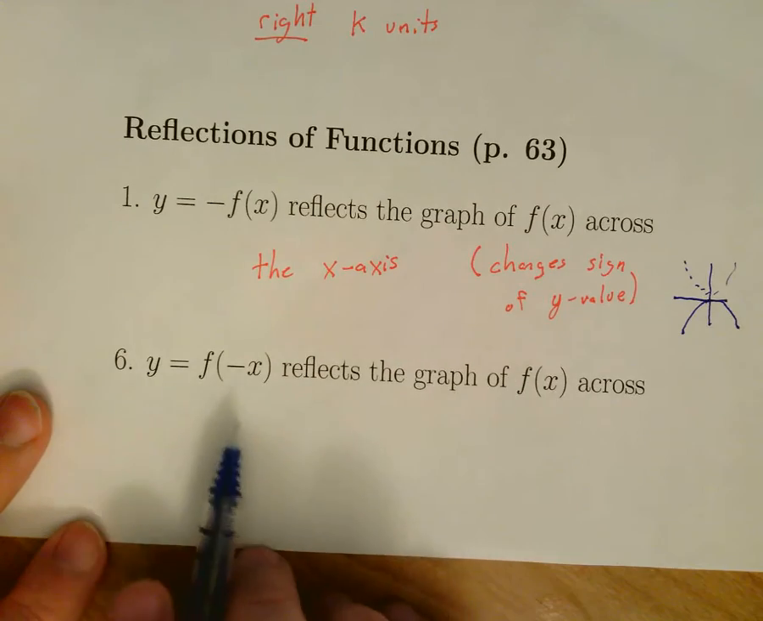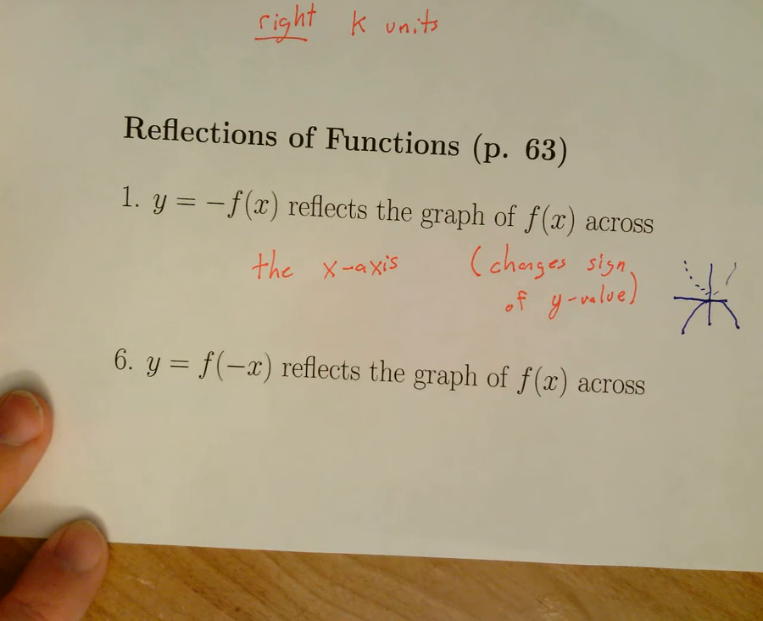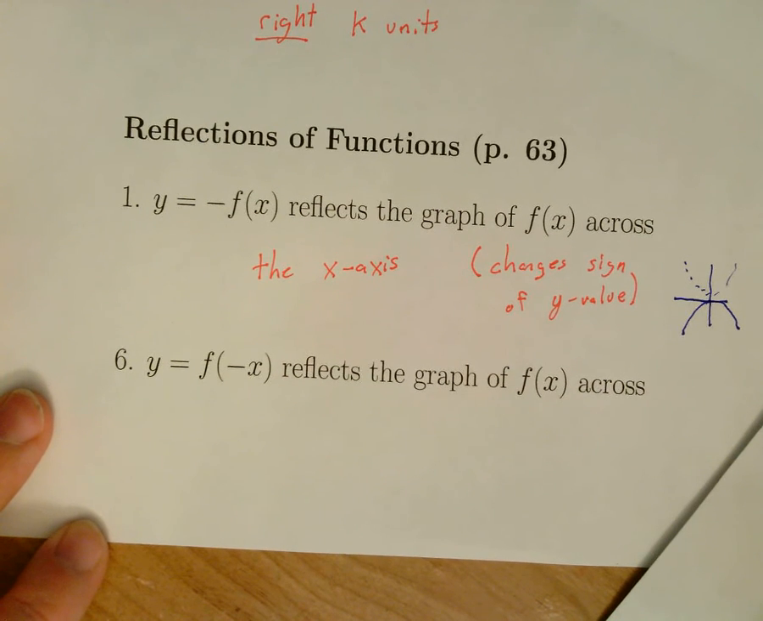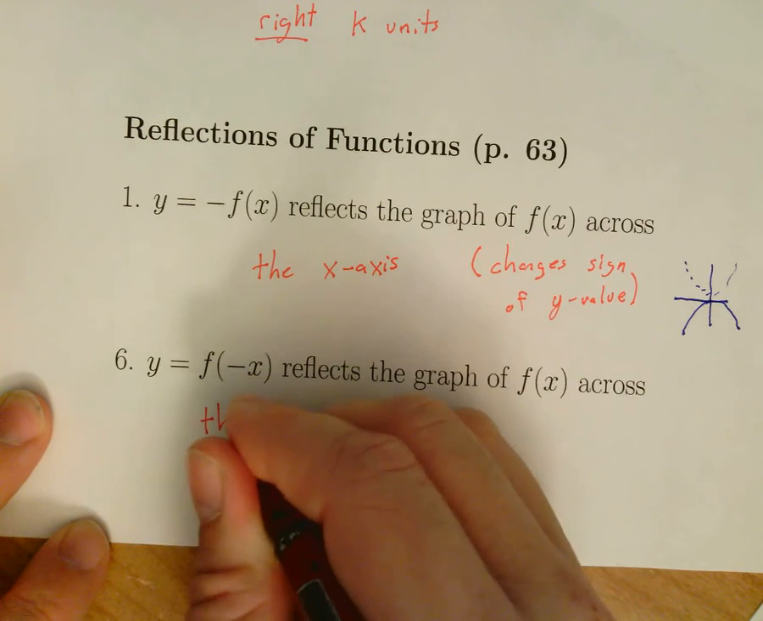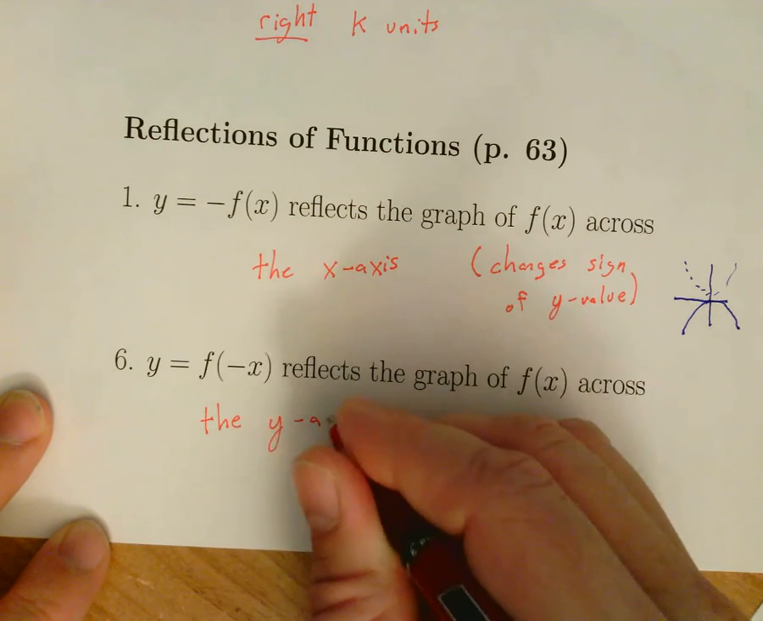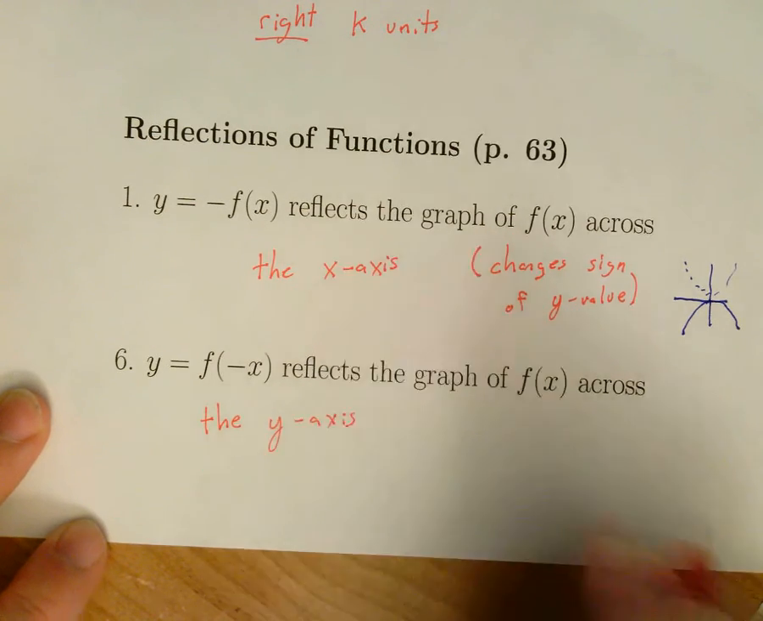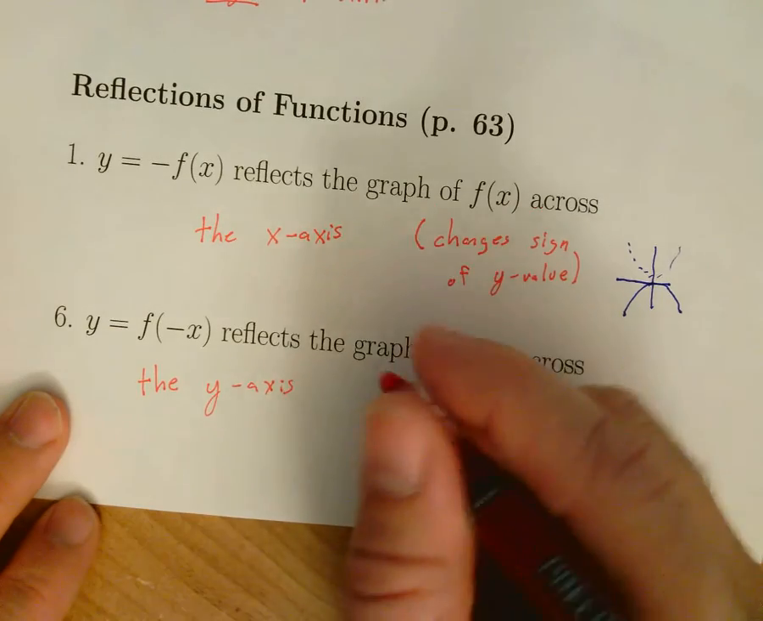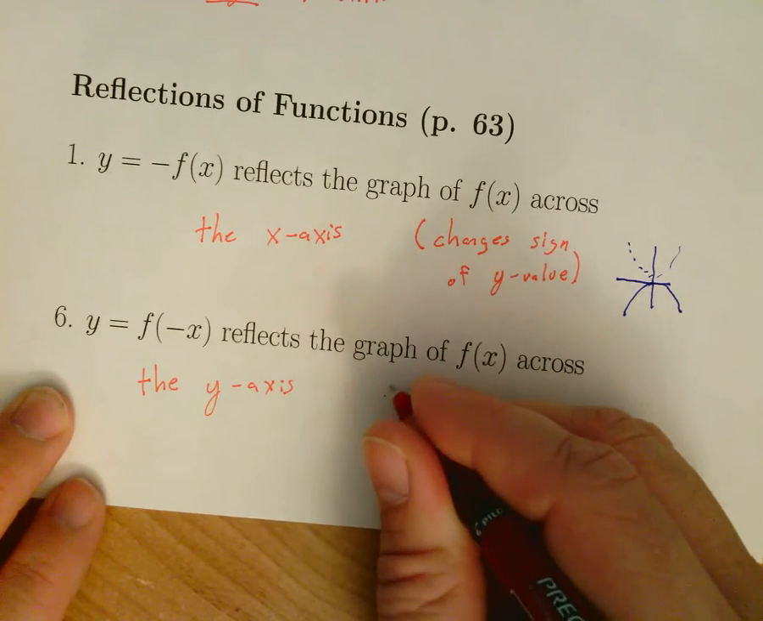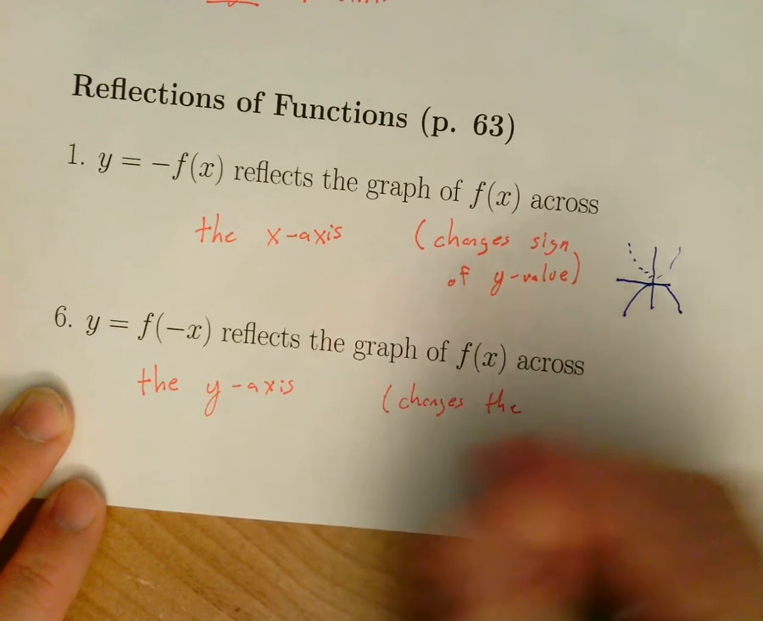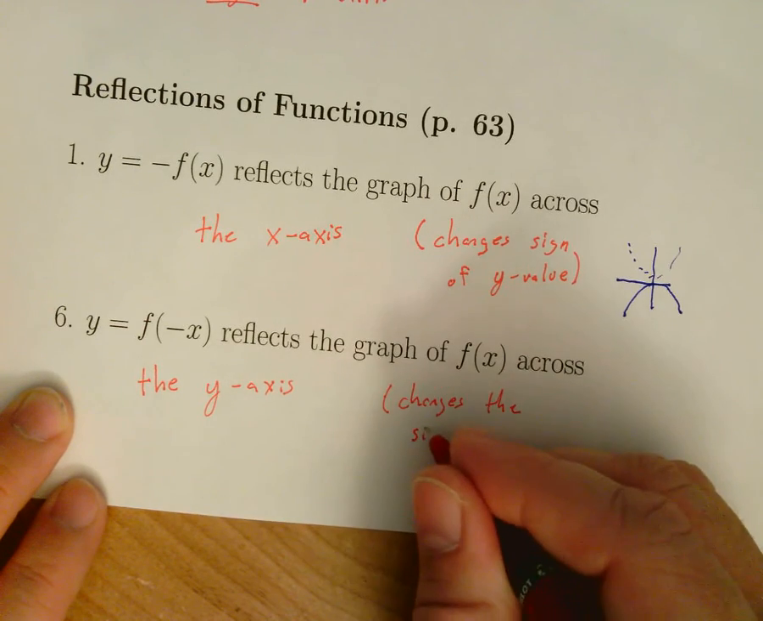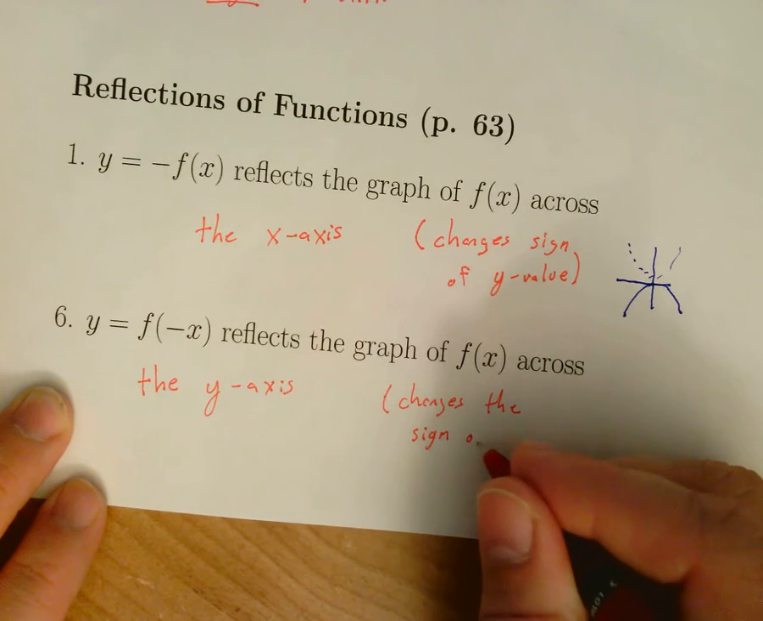Okay, now what happens if I put a minus x inside the function? What does that reflect across? Y-axis. Good. Yes. That's going to reflect across the y-axis. So, again, that just changes the sign of x, the x value.